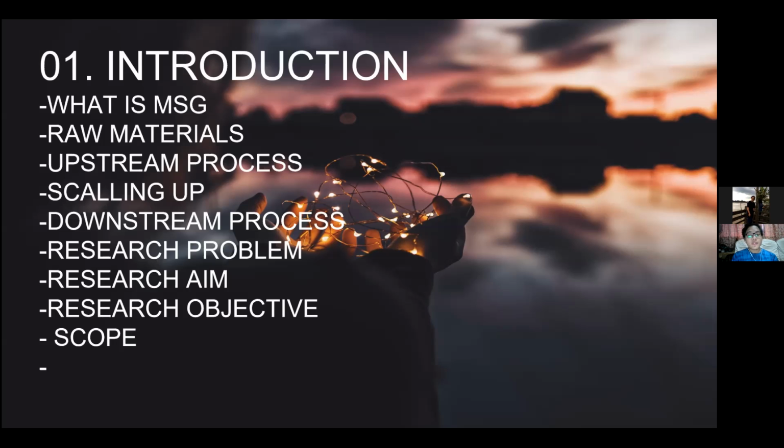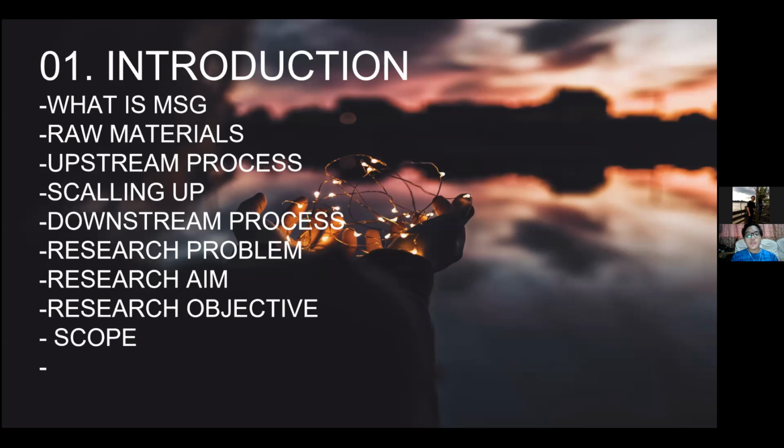For the research aim of this project, the project aims to increase the quality of the final products and reduce energy consumption throughout the process. And the research objectives are to suggest better equipment to reduce energy consumption throughout the process. Next, to reduce carbon dioxide from the industry. And lastly, to maximize the production by using different raw material.